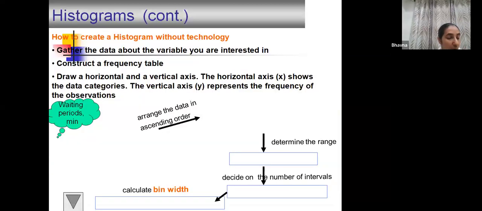Now I'll just tell you how to calculate the ideal number of bins for your data. Although the software will do it for you, you should still know the theory of it, okay? How to create a histogram without technology.